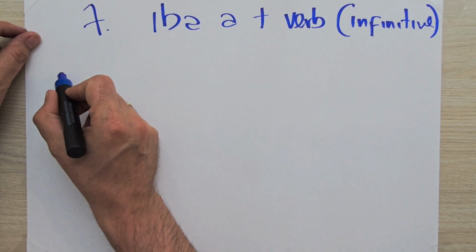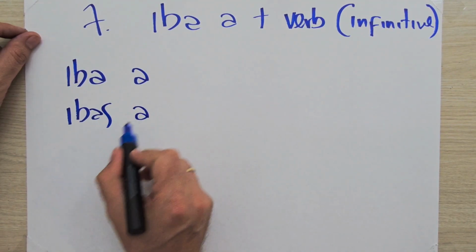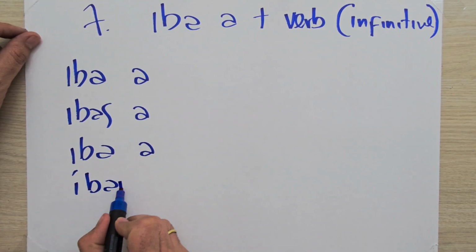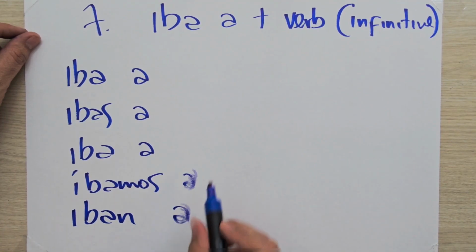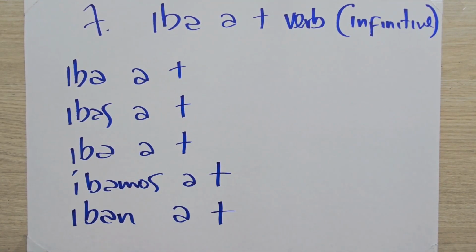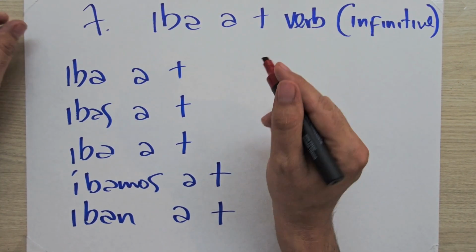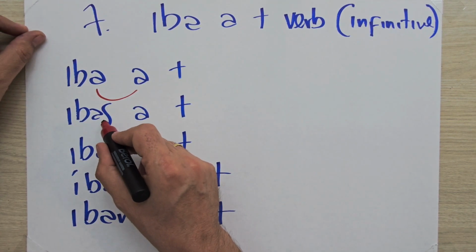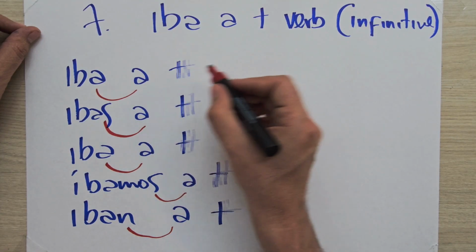This is the conjugation. Iba a. Ibas a. Iba a. Íbamos a. Iban a. Plus a verb in the infinitive form. For pronunciation and to speak Spanish fluently, you need to connect these two A's. Iba a, ibas a, iba a, íbamos a, iban a.